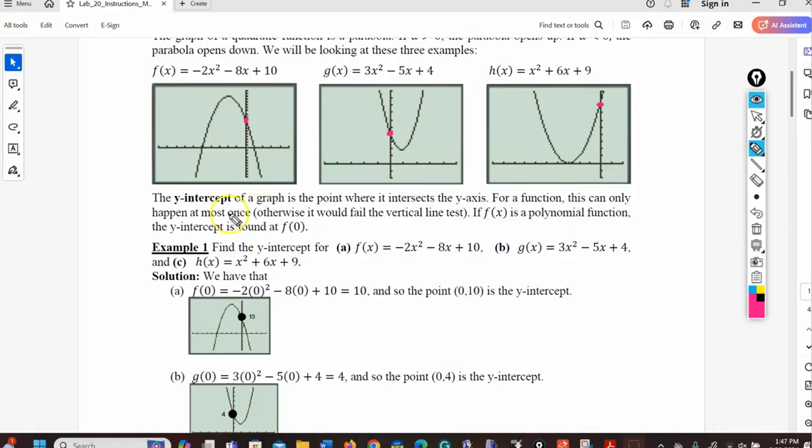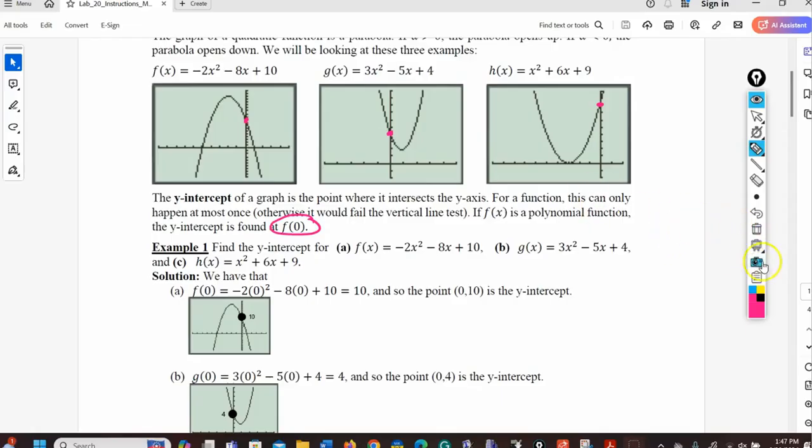So the y-intercept of a graph is a point where it intersects the y-axis. For a function, this can only happen at most once. Now, if you have the formula, where do you find the y-intercept? You find it by evaluating the formula at x equals 0.